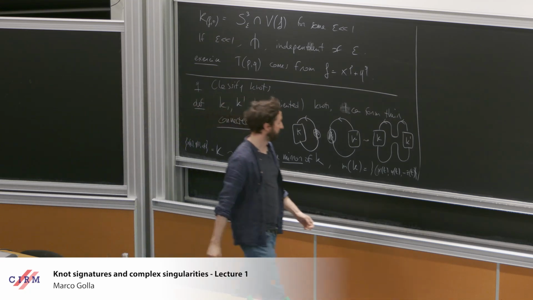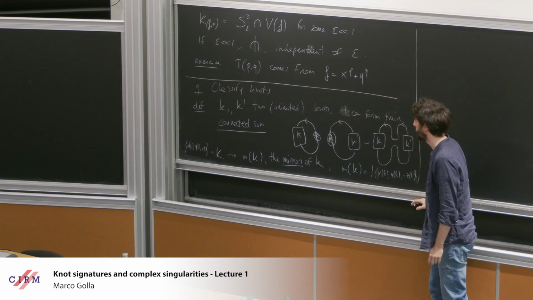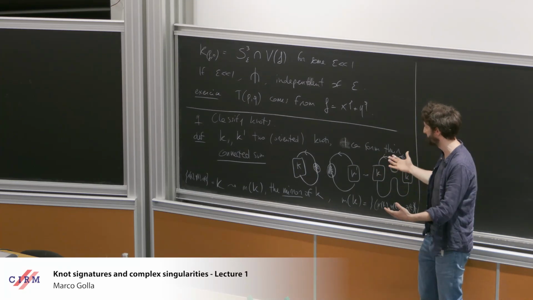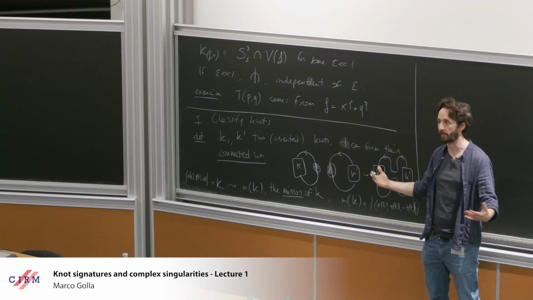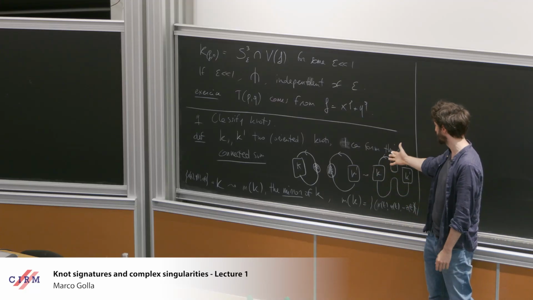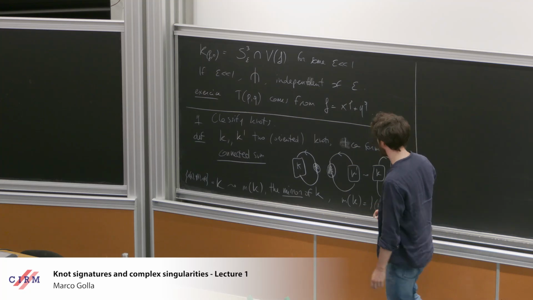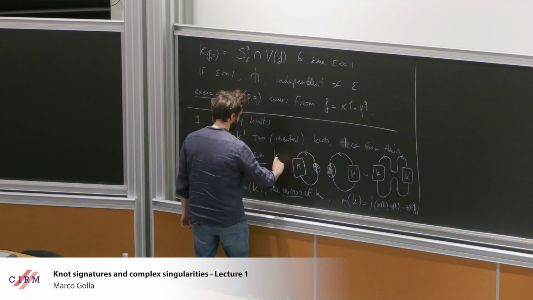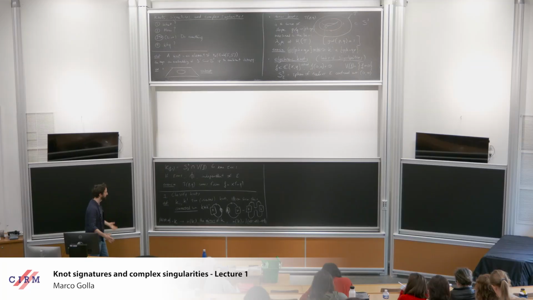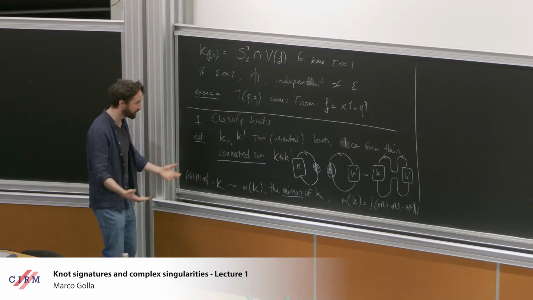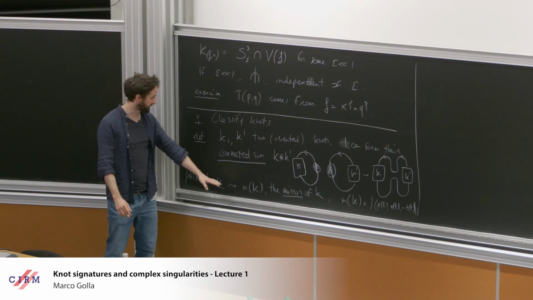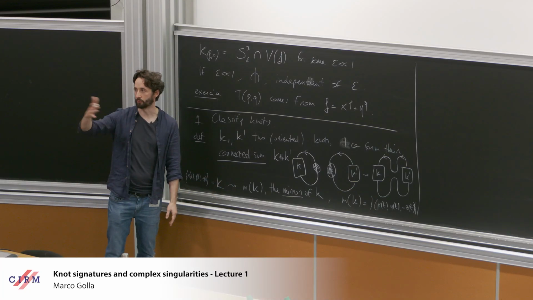Good. It's nice to have operations on a space. On a class of objects, it would be nice if these objects would behave well with respect to these operations. And it's easy to see that the connected sum, which I'm going to denote with a sharp sign, is well defined, it's associative, it's commutative, but it has no inverse. And it's easy to see that the mirror is just an involution.